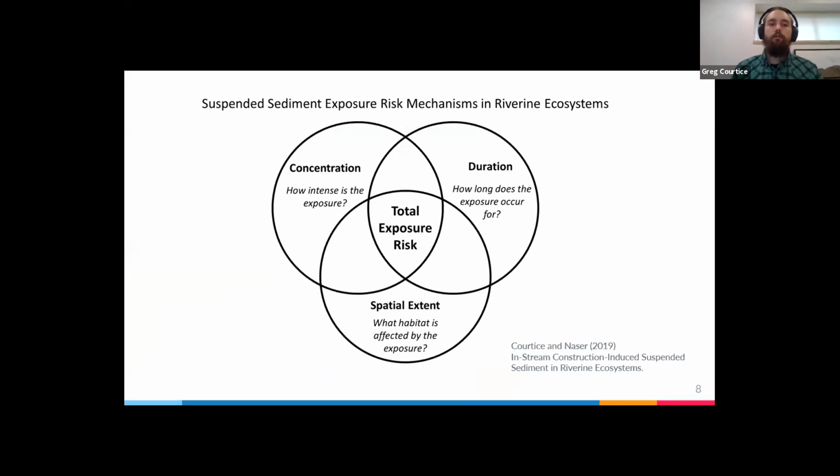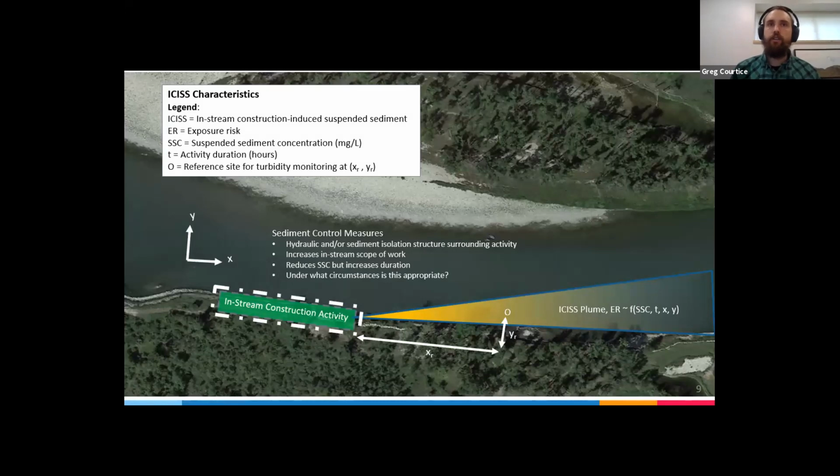So the overall risk that we have is that we have a concentration, we have a duration, and we have an area that's exposed. And for our purposes, we can mostly manage concentration and duration. The mixing of the plume is going to be somewhat specific to the site. So in this talk, we're going to deal mostly with concentration and duration. And here's a definition sketch of what's going on here.